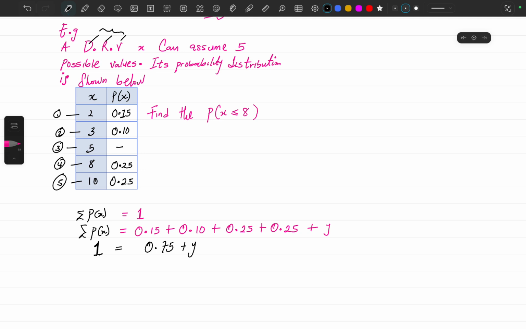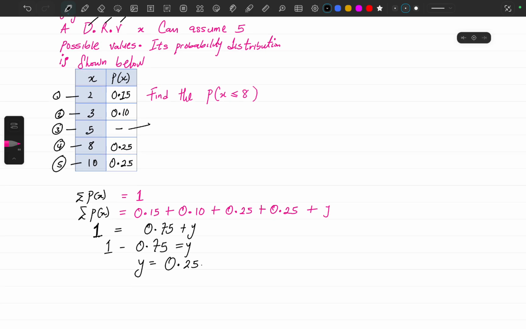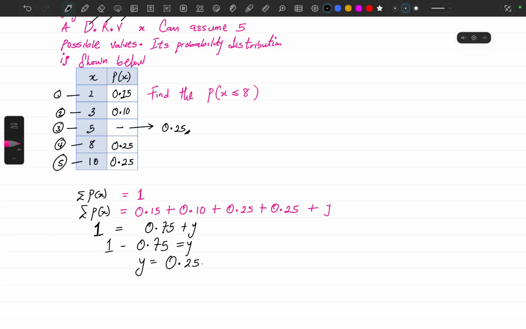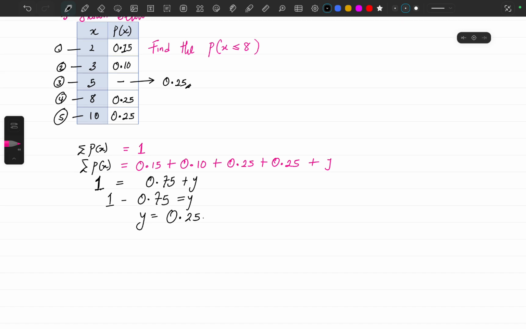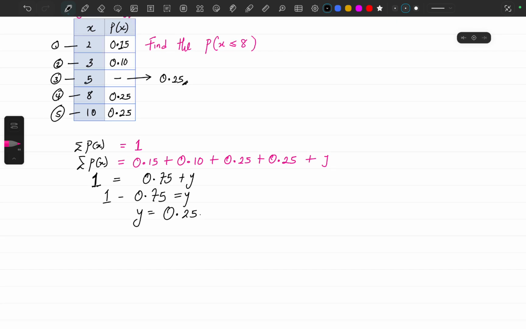So in this case, you're looking for y, so it's going to be 1 minus 0.75 to produce y. And if you do that, you will get 0.25 for the value of y. So, and then here the value there will be 0.25 there.